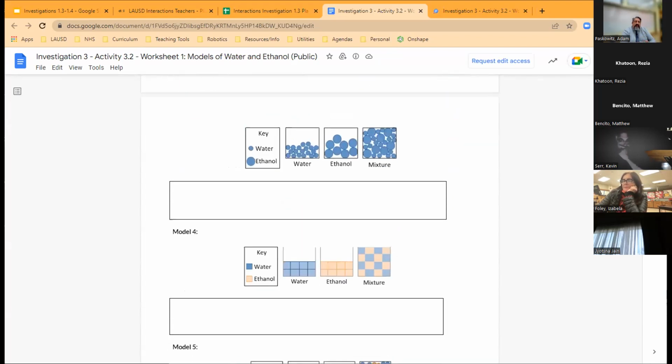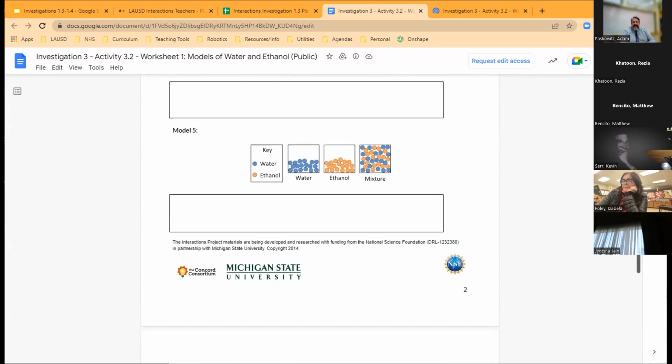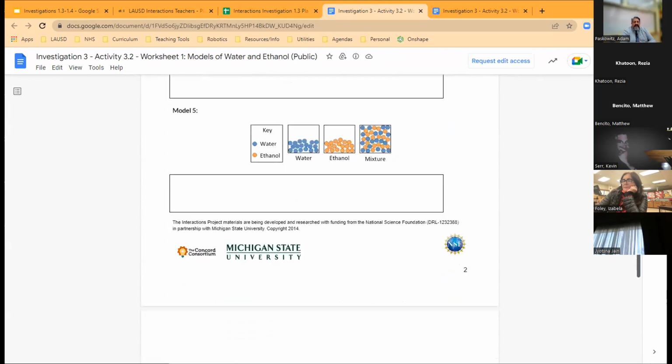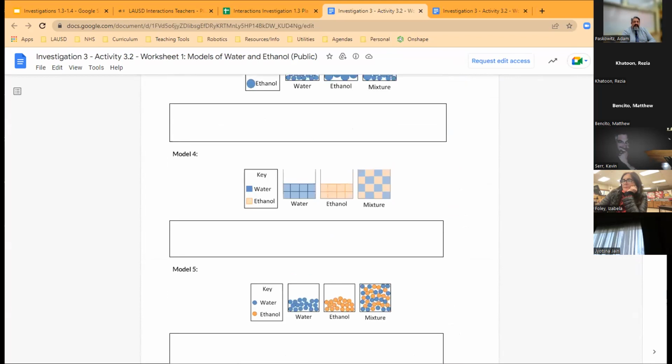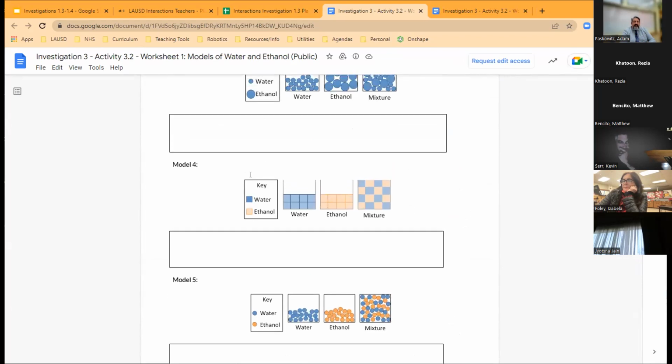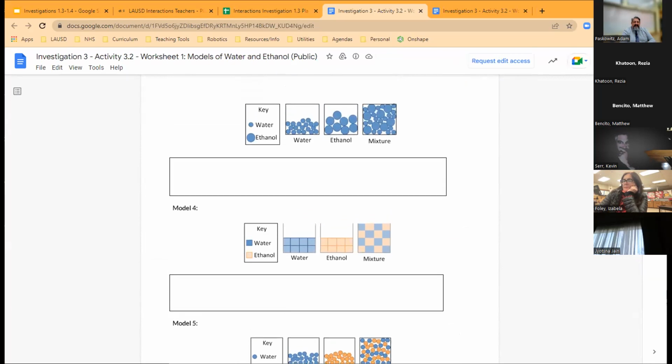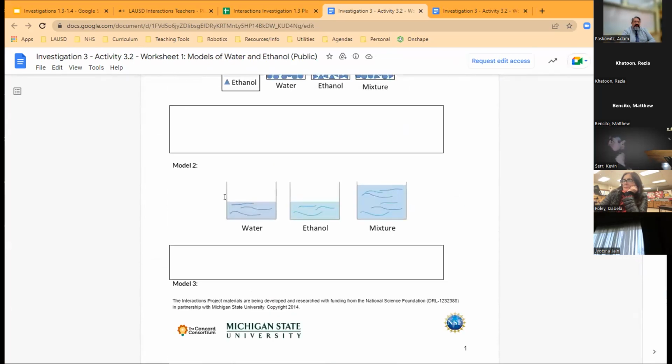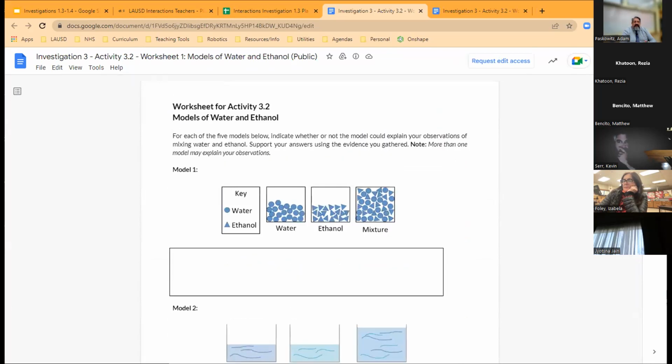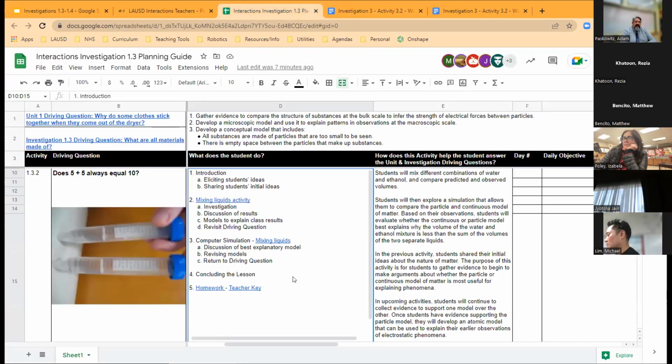We have a couple different particle models, and I guess two of these are continuous models, or at least one of them is continuous. I don't know if you'd call model 4 continuous or particle. I guess it's particle. Okay, and then here's the continuous model. So think about how students would draw this. Which drawing do they think is right?